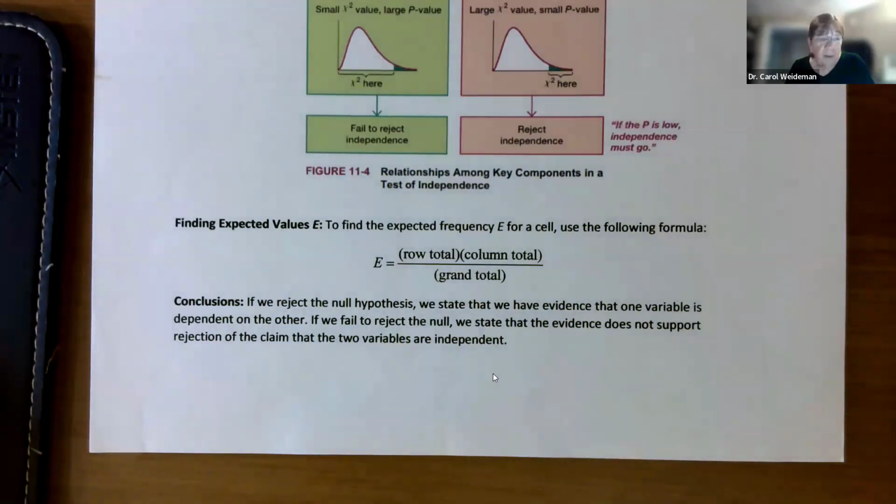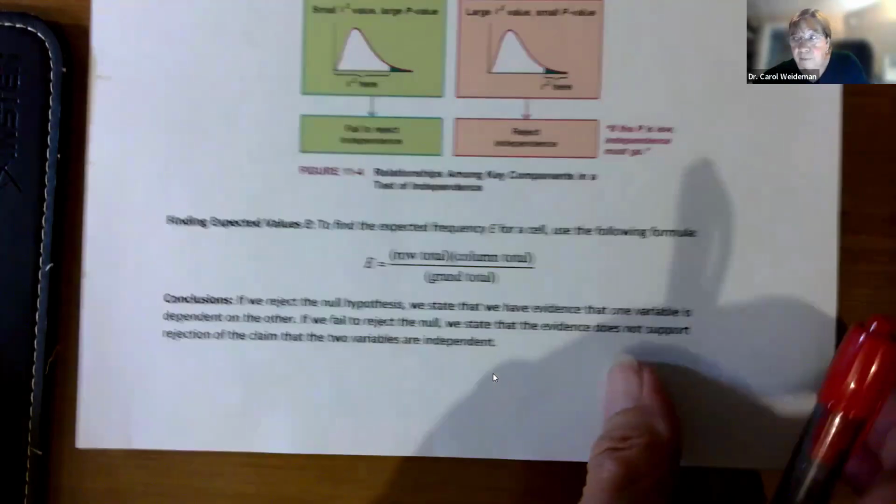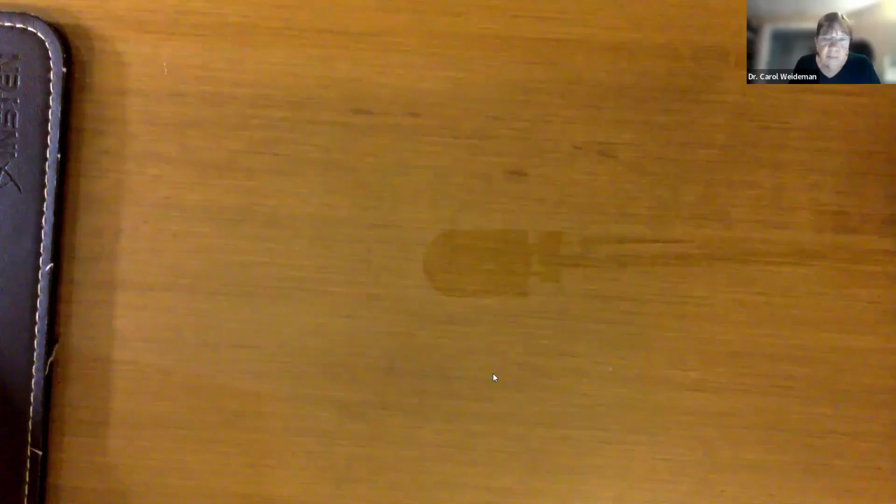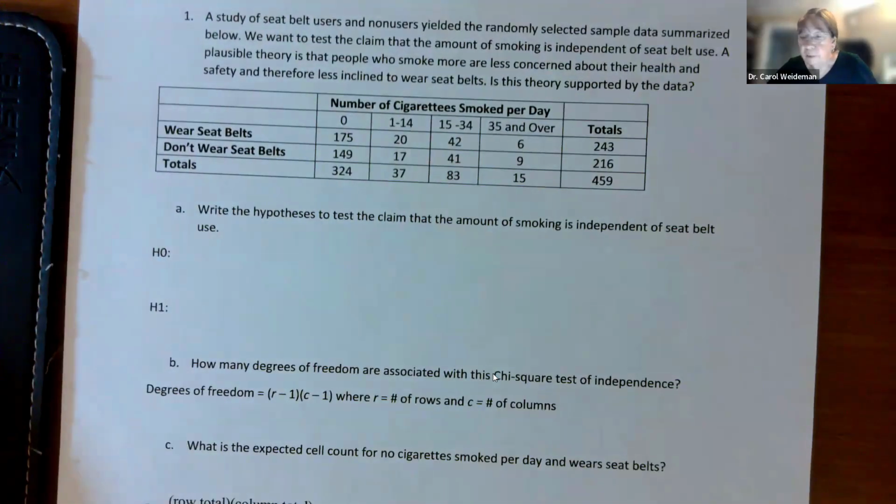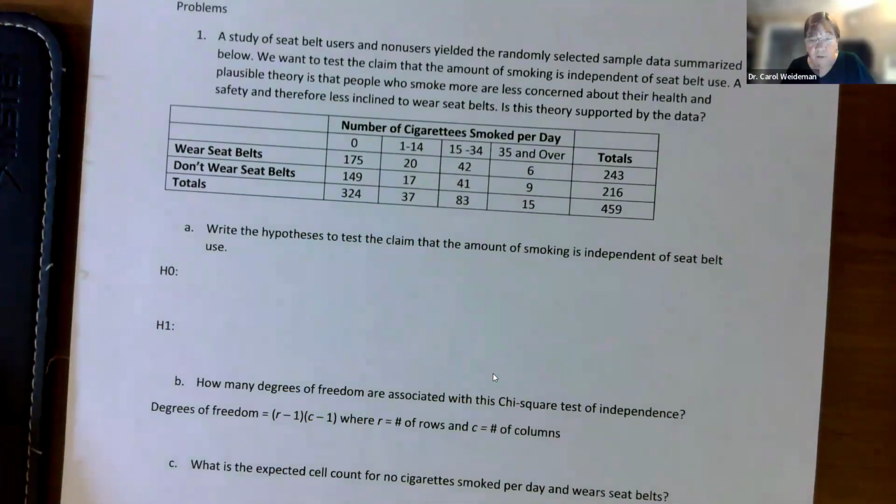But this is one time where your hypotheses don't have any numbers in them. Just going to talk about the variables that you're testing. Okay, so let's try an example. And this one we're just going to do on the paper. In a minute, we'll go over to StatCrunch.